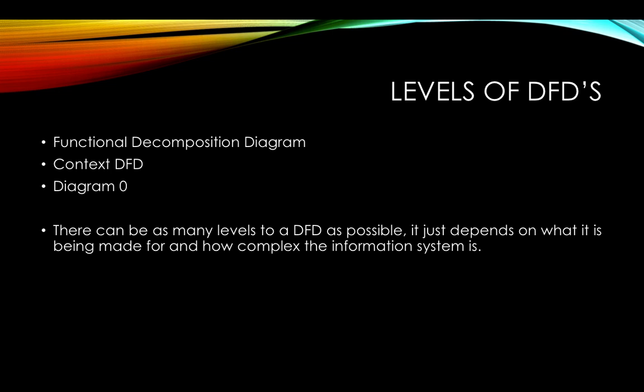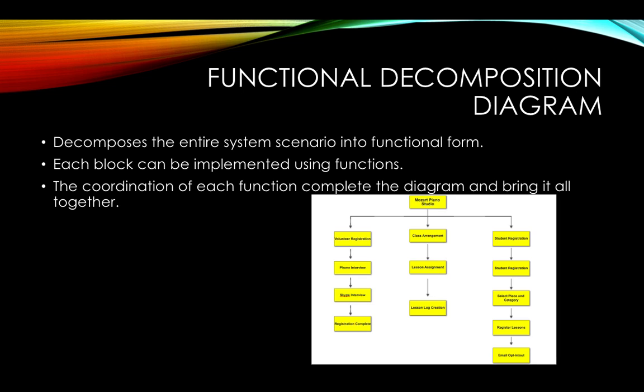Now, there are different levels to DFDs. There's a functional decomposition diagram, a context DFD, and a diagram 0, which I will show you a little bit more in the next slides. Now, there can be as many levels to a DFD as possible. There isn't only 3. You're not limited. It just depends on what it is being made for and how complex and big your information system is and what your needs are. Now, here is the functional decomposition diagram.